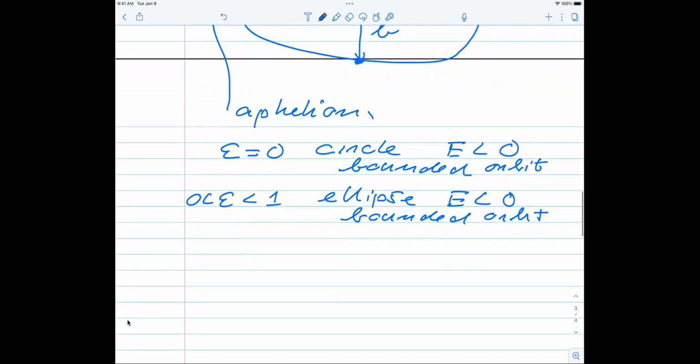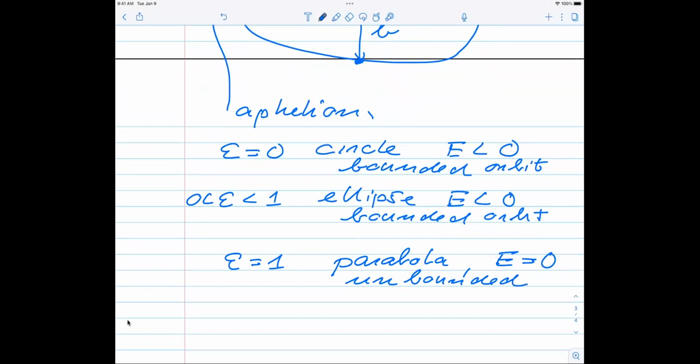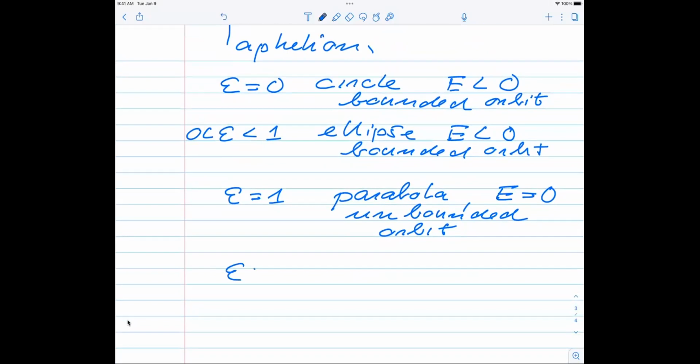And what we will also see on Monday is that when epsilon is equal to 1, then we get a parabolic motion, or parabola. And we have unbounded motion. And the energy is going to be exactly equal to 0. So that means that there's a balance between kinetic and potential energy. So this is an unbounded orbit. And finally, when epsilon is larger than 1, we're going to have a hyperbolic orbit. The energy is going to be larger than 0. And we are going to have an unbounded orbit.